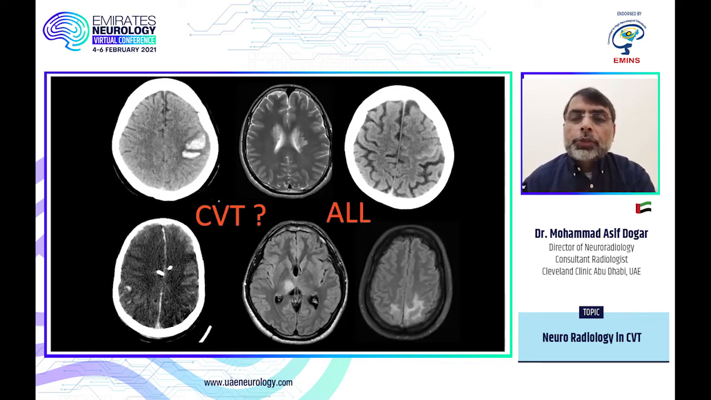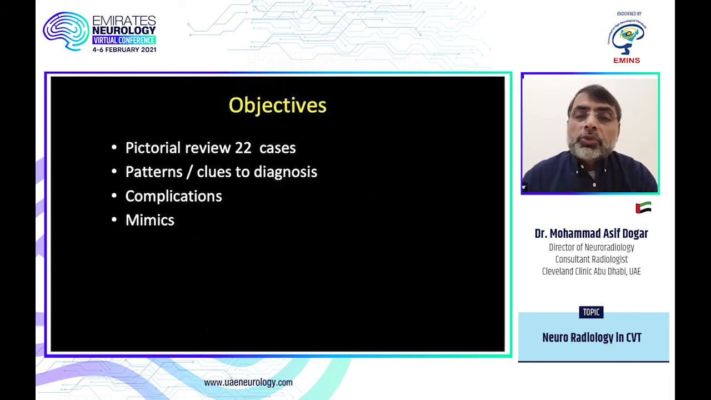So actually, all of these cases have central venous thrombosis. So that's why I'm presenting on this topic, to give you some hints and clues so you can diagnose the venous sinus thrombosis when they have so many different appearances. So this will be basically a pictorial review. We are going to take a look at 22 cases and come up with some patterns or clues to the diagnosis, complications of chronic central venous thrombosis, and a couple of mimics of CVT.